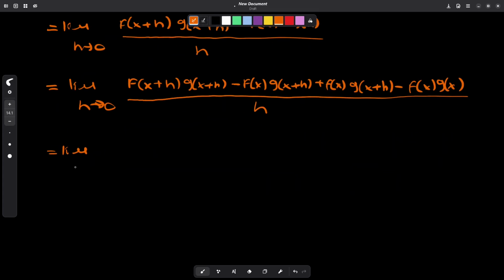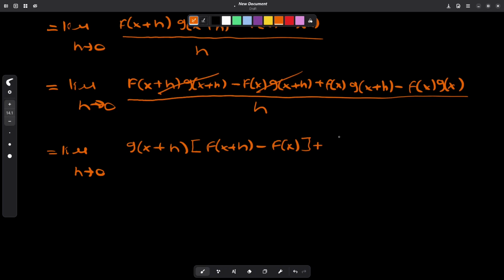Now let's see. Limit h approaches 0. First, let's start with taking the terms under the g(x+h) parentheses. I get one from here, right? Which is f(x+h). I got one from here. Another g(x+h) is here, so minus f(x). I have another plus f(x) here, but I'm not touching that. I am using these two.